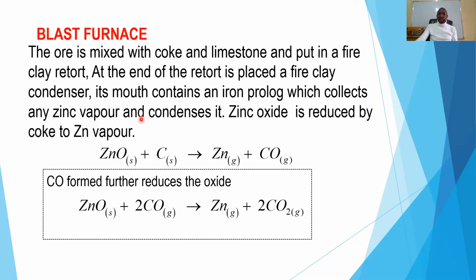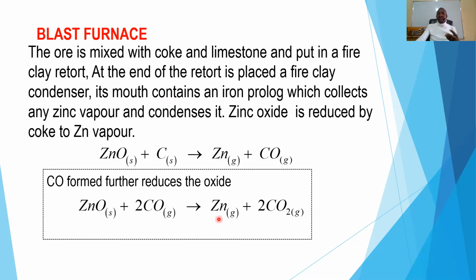So we have coke here. The coke can reduce the zinc oxide to zinc metal, or rather zinc vapor, and carbon(II) oxide. The furnace temperature is around 1000, and the boiling point of zinc is below 1000. So the zinc that is formed here is in vapor form. The carbon(II) oxide formed when the coke reacts with zinc oxide can further reduce the zinc oxide to form zinc vapor again. And remember, the carbon(II) oxide is the main reducing agent.